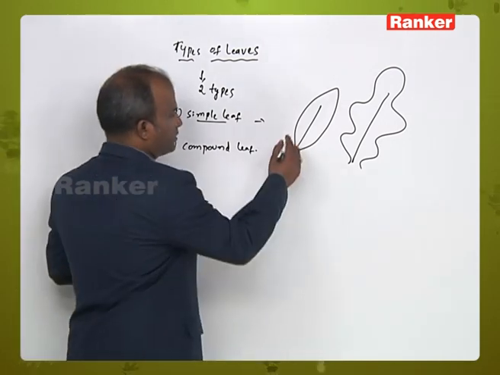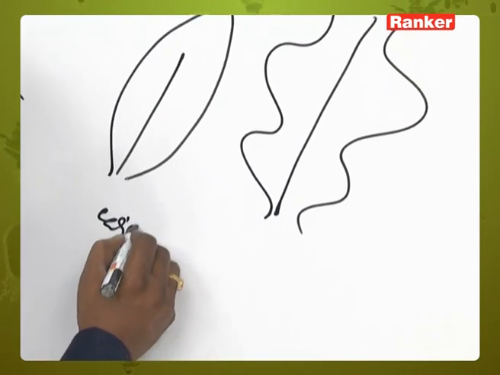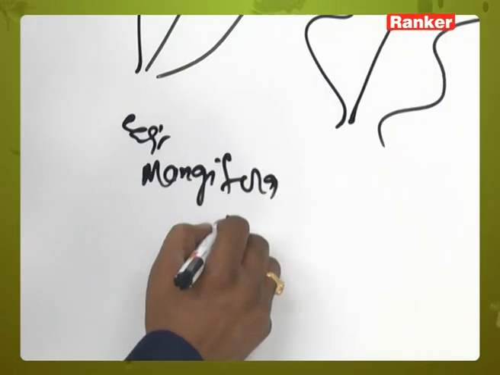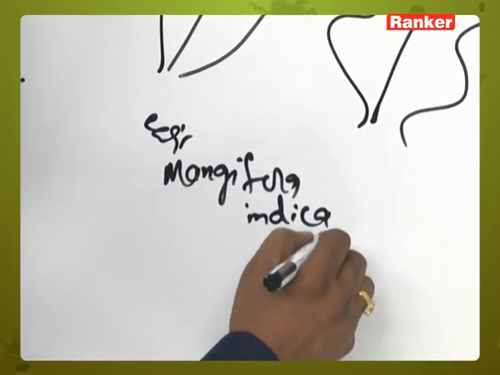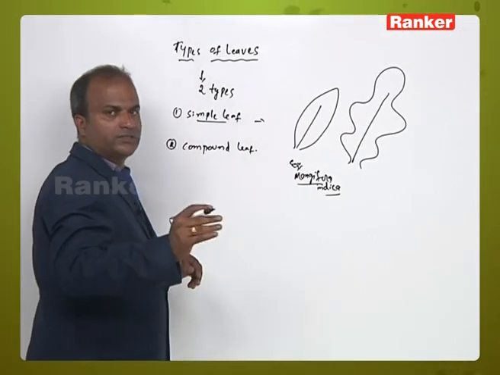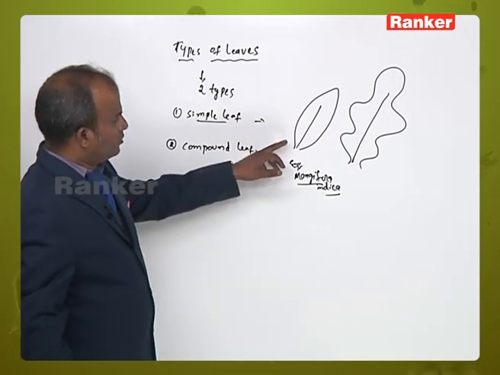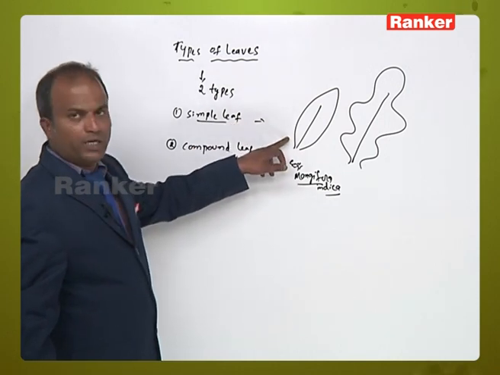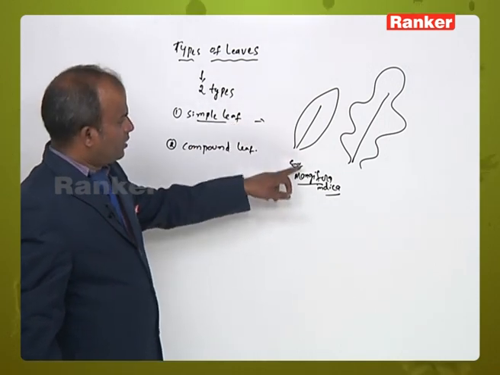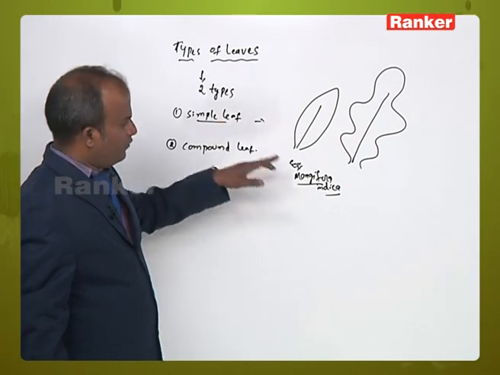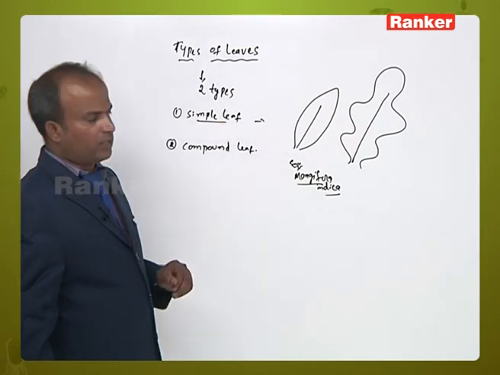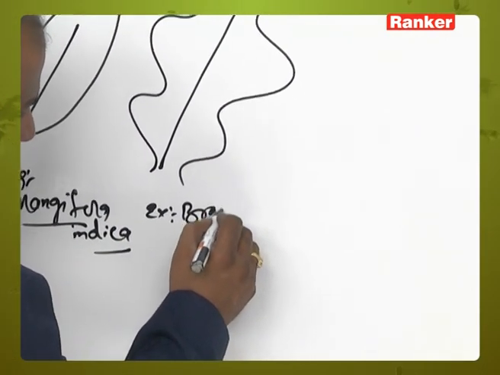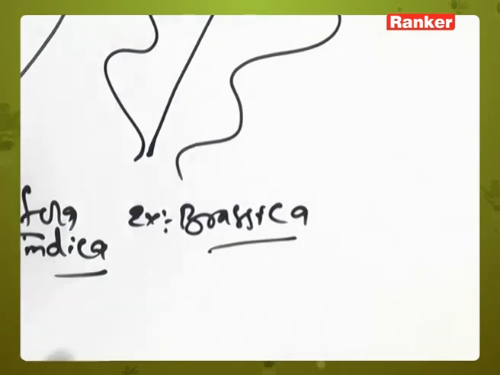For example, this leaf is Mangifera indica. Mangifera indica is a leaf that does not show any incisions or lobes. So this leaf is called a simple leaf, where it shows a complete entire margin. That type of leaf is also called a simple leaf. But this other leaf, for example, is Brassica.